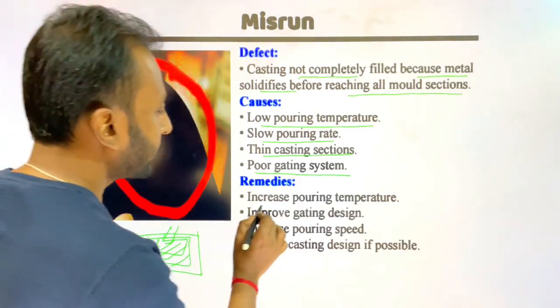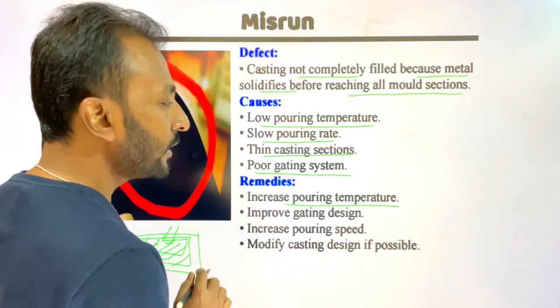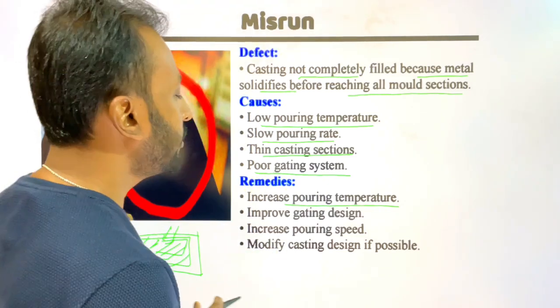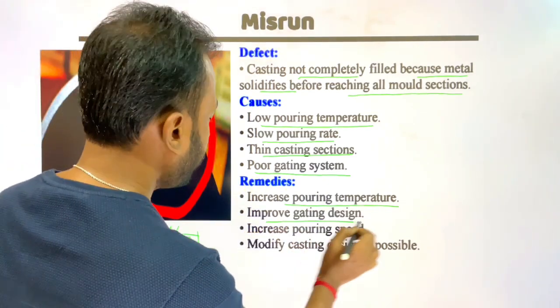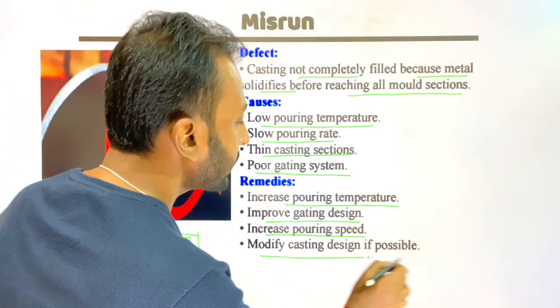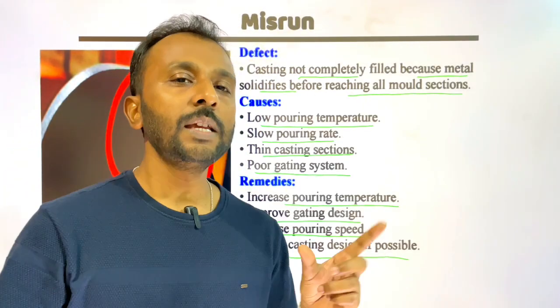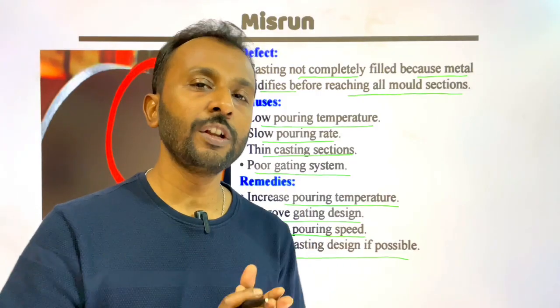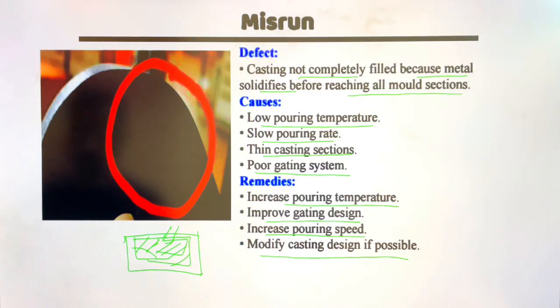So what are the remedies? Increase pouring temperature. We have to increase the pouring temperature so it doesn't solidify during pouring. Improve gating design, increase pouring speed and modify casting design if possible. If any section area is very thin, then we have to modify that thin section.